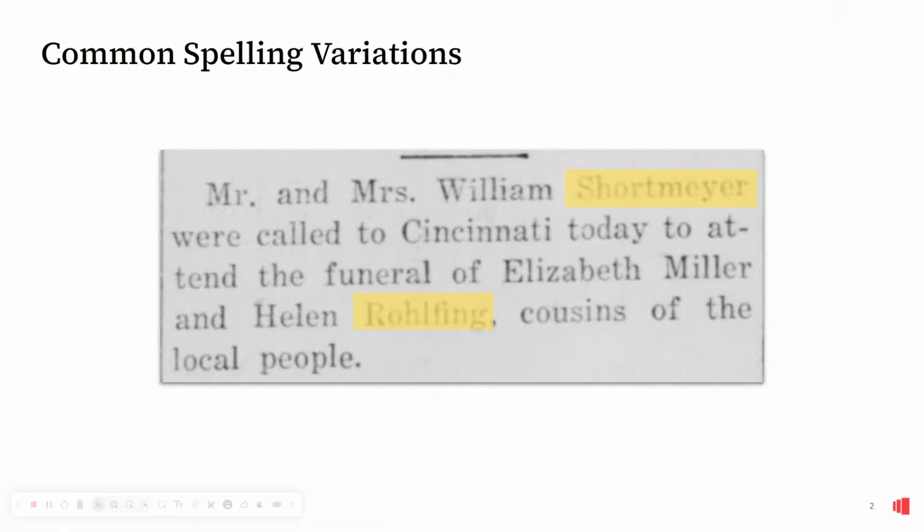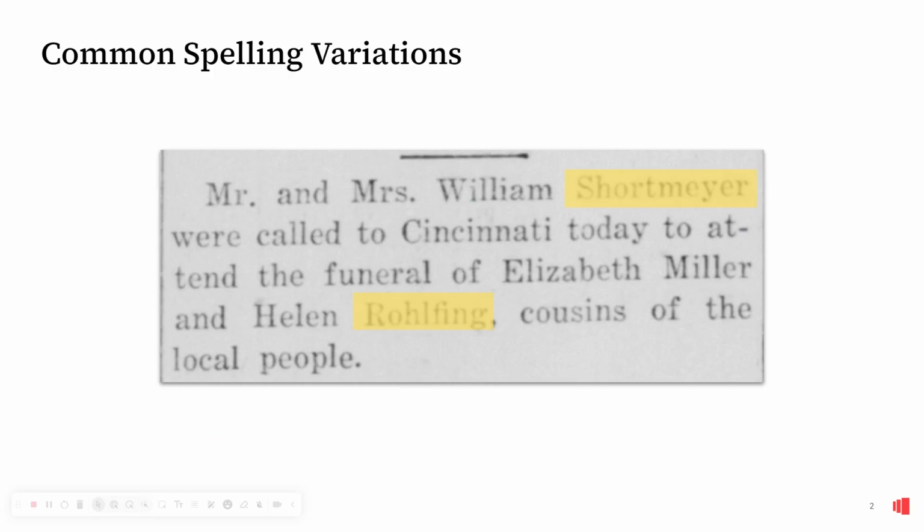You might even call it uncommon spelling variations. So I'm going to show you a couple of different examples here. This is an example of two of my surnames that I search for, and both of these I have found spelled multiple ways. The Shortemeyer, it's Shortmeyer in this instance, is one I have found spelled probably 6 or 7 different ways in newspapers. And so you really want to try those different variations.